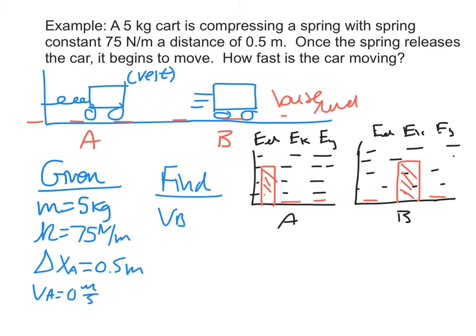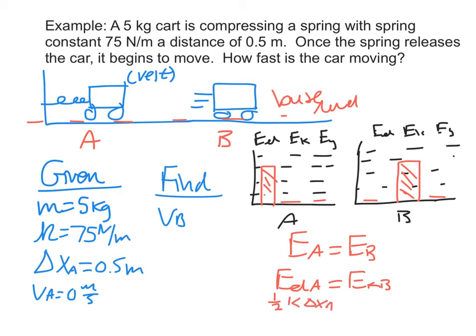Now, 3 steps that I want to list, and these come right from the bar charts. First step, energy at A equals energy at B. Second step, the kind of energy at A. So this is EEL at A equals EK at B. Third step, my equation for EEL: 1/2 K delta X at A squared equals 1/2 M V at B squared. And now I can solve.